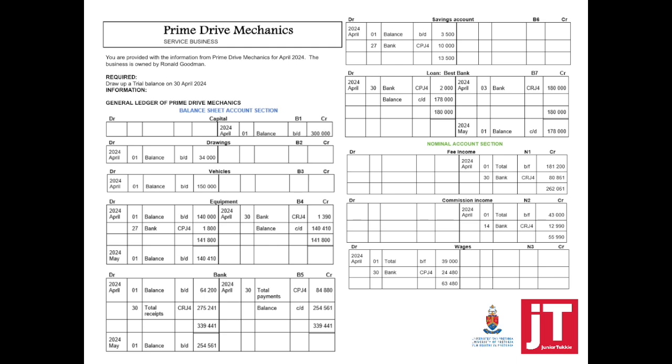You would notice the general ledger of Prime Drive Mechanics was given to you. If you go back to the previous chapter, we first started with this type of business, a service business, Prime Drive Mechanics, by completing the cash receipts journal and the cash payment journal. From there, we moved on, completing the general ledger. The next step is to complete the trial balance.